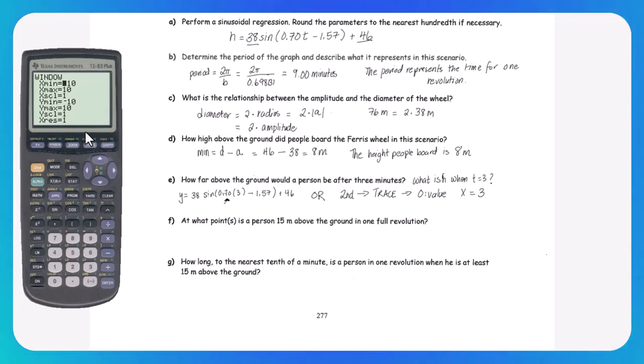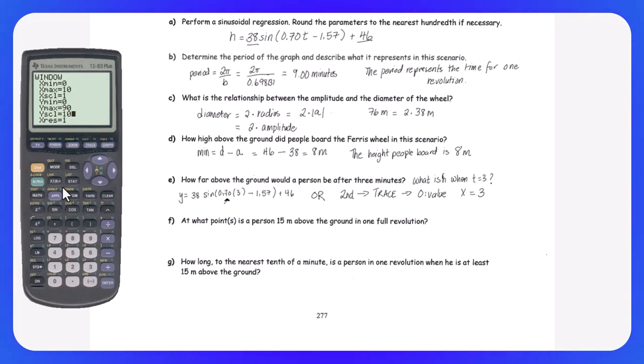The diameter was 76, so that means the height is definitely, we want to get it up to 90 to make sure the whole thing fits in. And the period of this thing was 9 minutes. So if we go from x 0 to 10, we are going to get 1 full revolution in there. So let's keep that there. We're going to change our y min from 0 to the max of, let's say, 90, just to see it show up, and we can have this go up by tens.